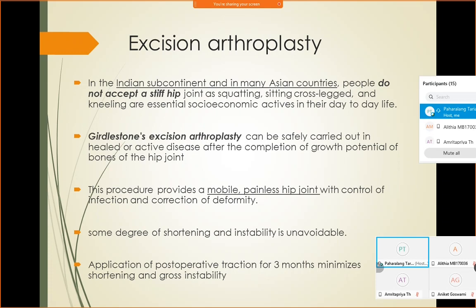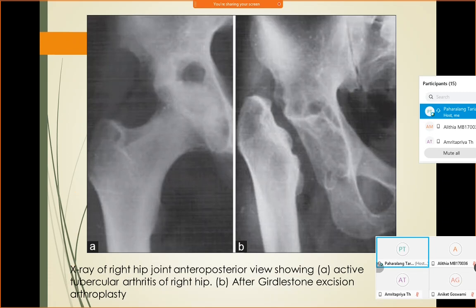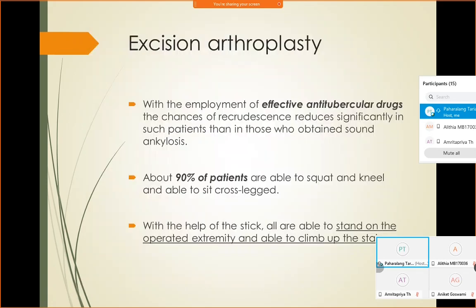So eventually, this provides a painless mobile hip joint. The patient is still able to squat. So this is how it looks. You look to the right, after excising the diseased head and the neck, this is how it looks. So this is a Girdlestone's excision arthroplasty.